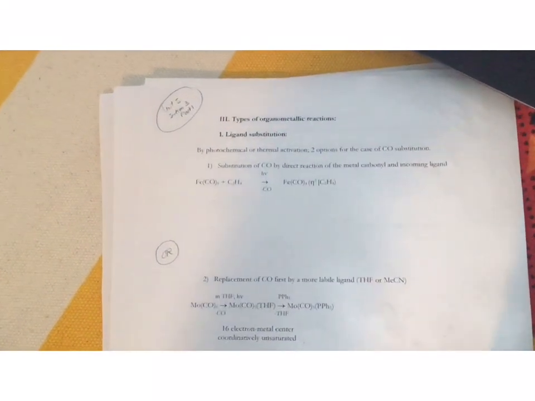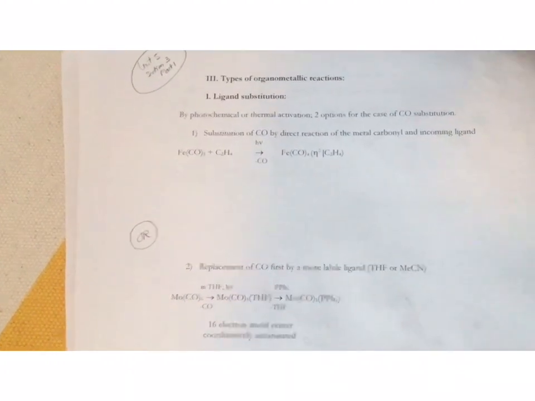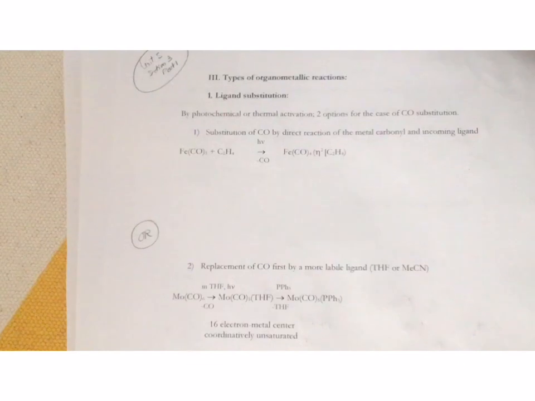A ligand substitution always happens, and that's pretty much the key. It always happens, and I will add, it can't happen if there is no light added to the reaction or no heat added to the reaction. So it has to happen by photochemical or thermal activation. If there are no photons, so no light, and if there's no heat, so no thermal activation, we will not have a ligand substitution.